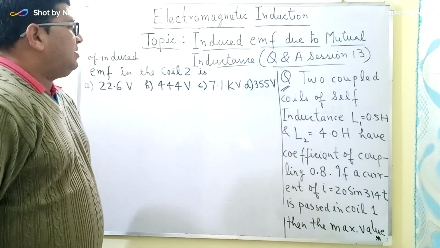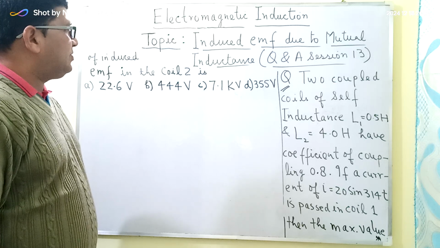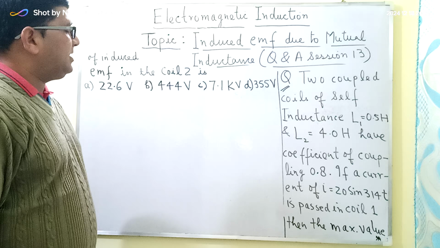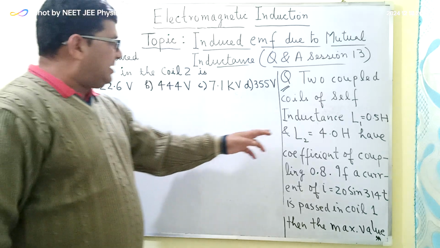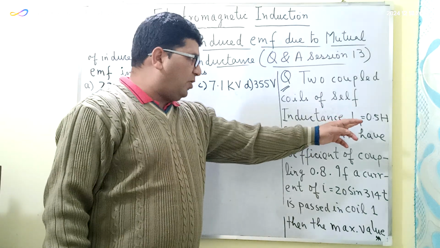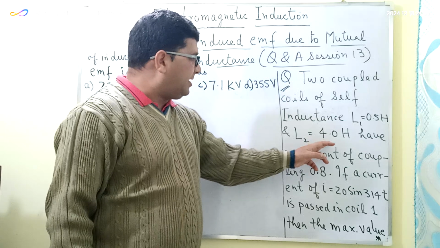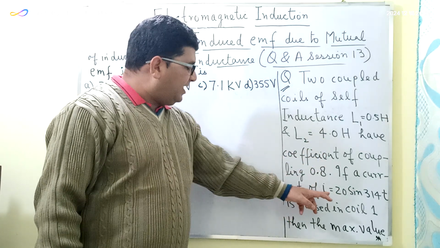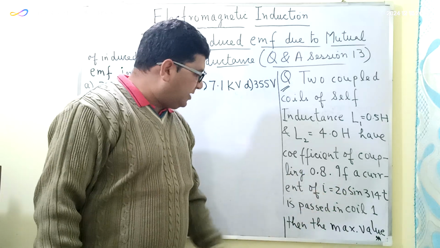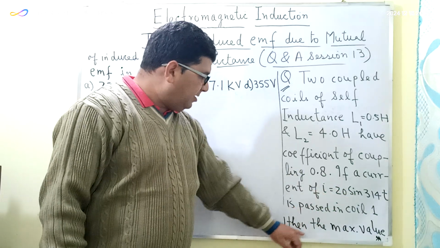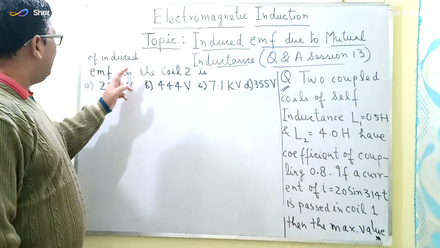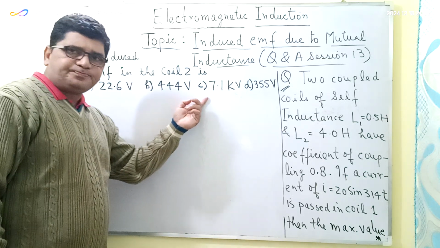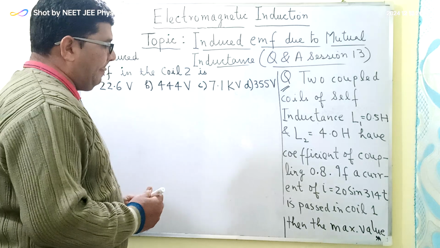Based on session number 12, I have selected one question for this session, which is written here on this board. The question is: two coupled coils of self-inductance L1, which is equal to 0.5 Henry, and L2, which is equal to 4 Henry, have the coefficient of coupling equal to 0.8. Now if a current of I, which is equal to 20 sin 314t, is passed in coil number 1, then the maximum value of the induced EMF in coil number 2 is. There are four options here, and we have to find the correct one.